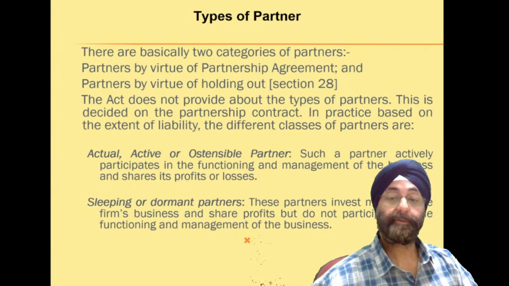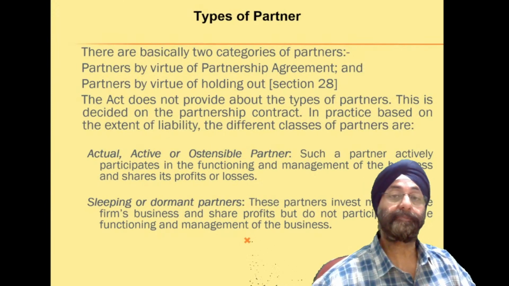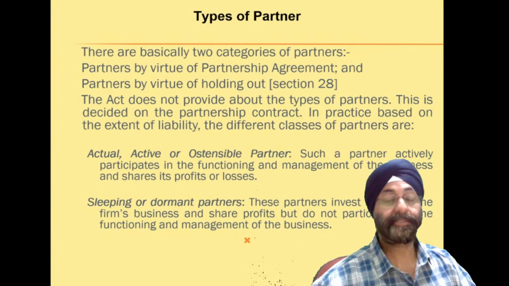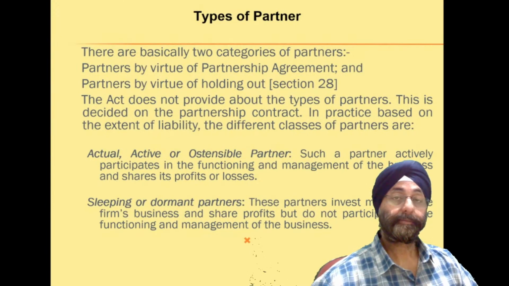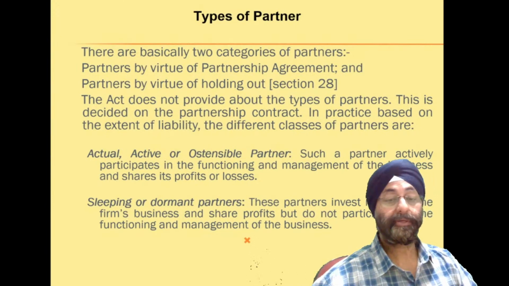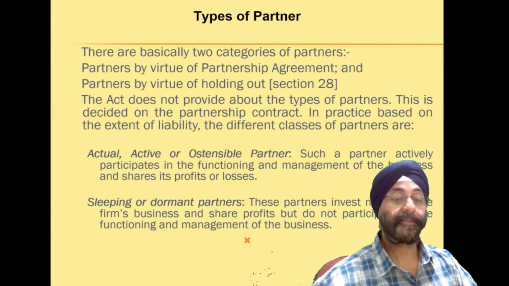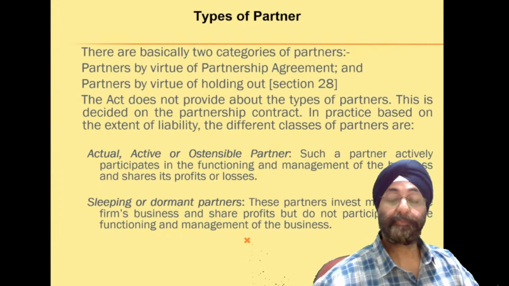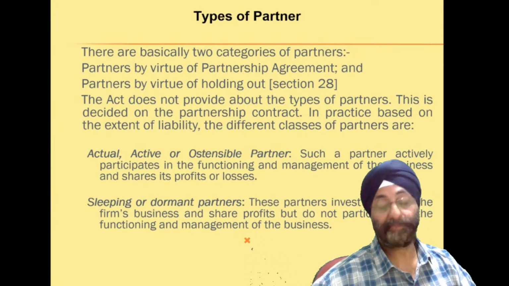Actual or active partner. Such a partner actively participates in the functioning and management of the business and shares its profit or losses. This is a common type of partner. Another one is the sleeping or dormant partner. These partners invest money in the firm business and share profit but do not participate in the functioning and management of the business.